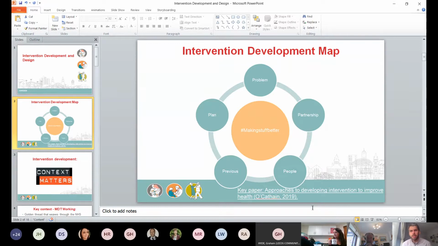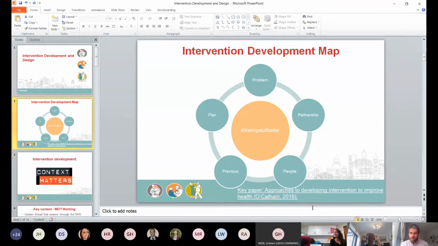And then the next bit is partnership. Who are the relevant partners in our area? Who are the people and organisations that would be able to contribute to any sort of intervention that we're going to be delivering? Let's engage with them, and let's make sure that if we are to design an intervention, we have the right people around the table, either to design, or to actually deliver the intervention itself.